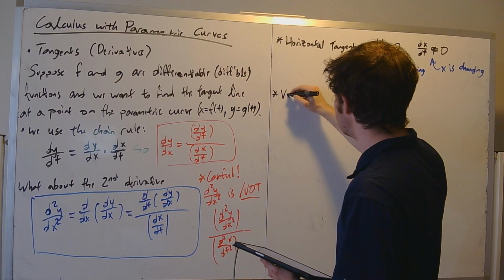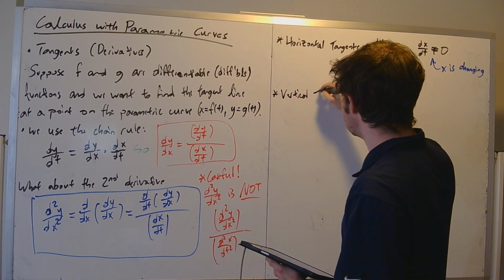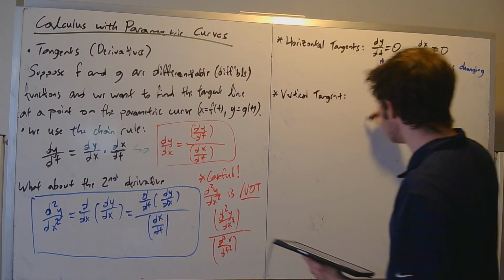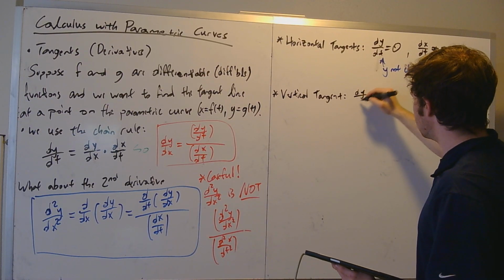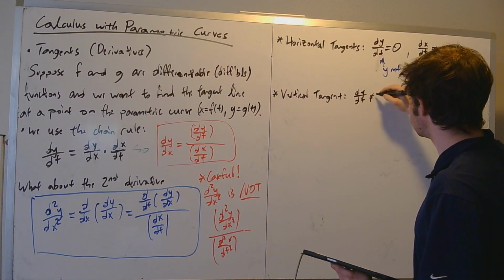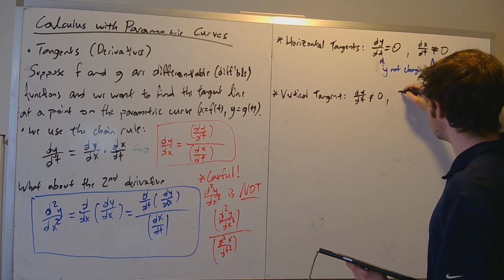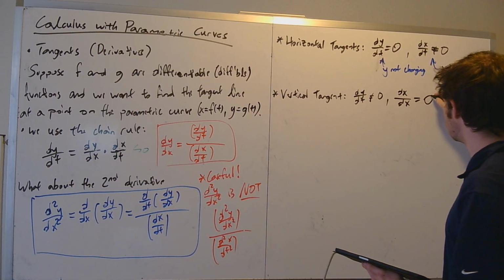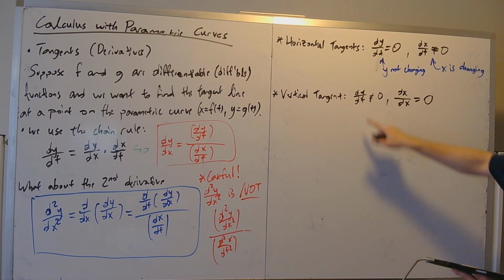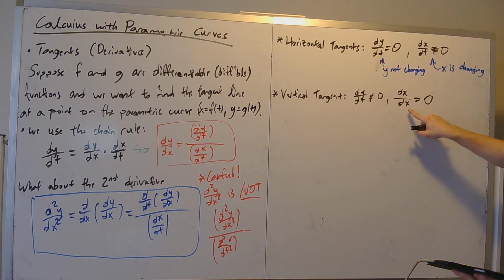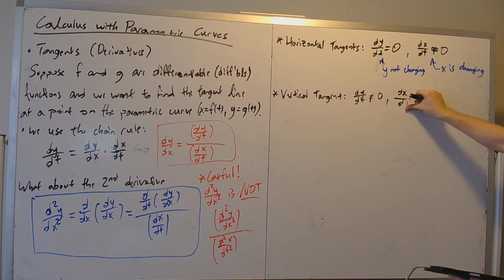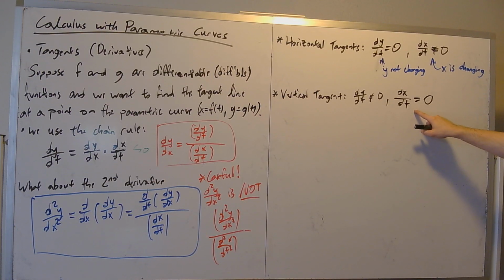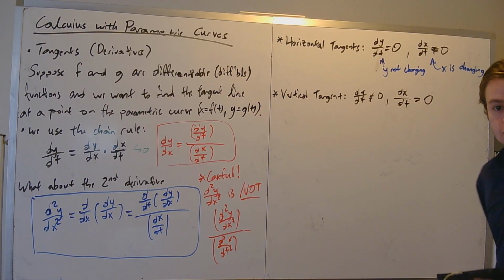And if we wrote vertical tangent, then what this means is that, well, y can change certainly, but we know that x shouldn't change if it's vertical, right? So the derivative of y with respect to t is non-zero, but the derivative of x with respect to t is 0, right? Because x should not change if it's a vertical tangent line.